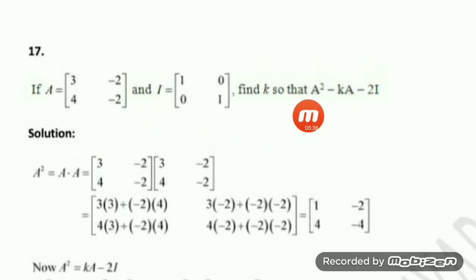First, here you will find out A square. After getting A square, you will remember: first row, first column; first row, second column; this is the element for second row, first column, second row, second column. Multiply the corresponding elements, then take their sum. Do the calculation, this is your A square. After getting A square, we'll put it in the equation.